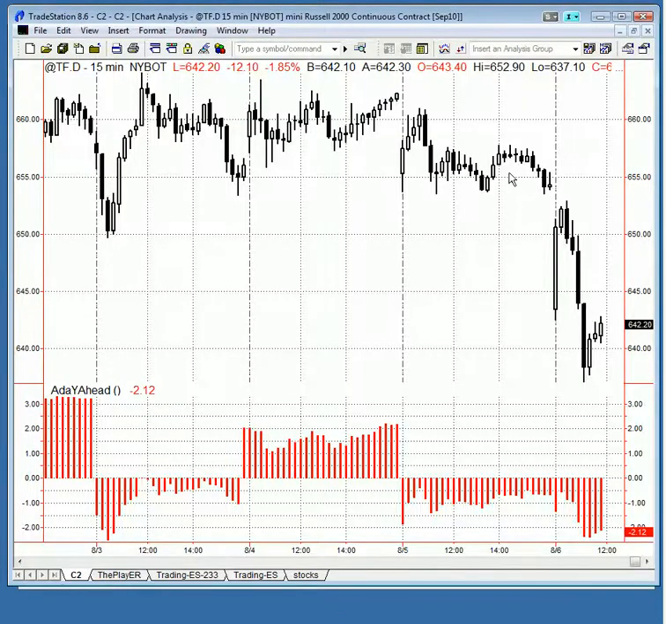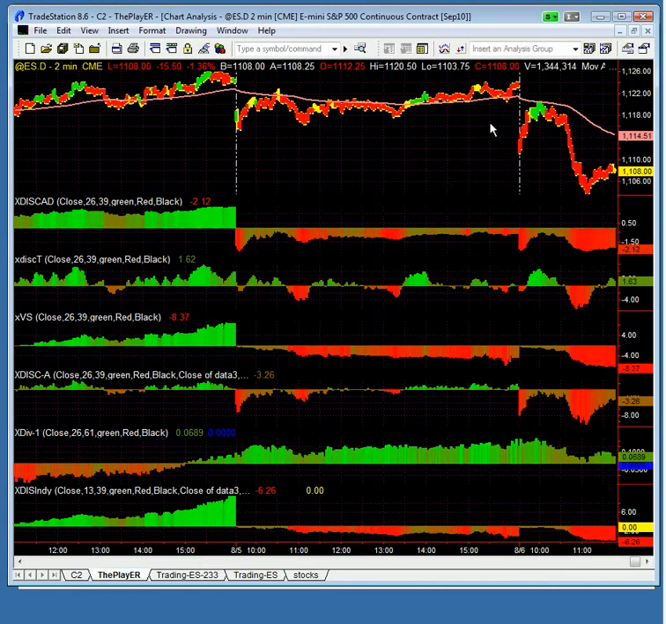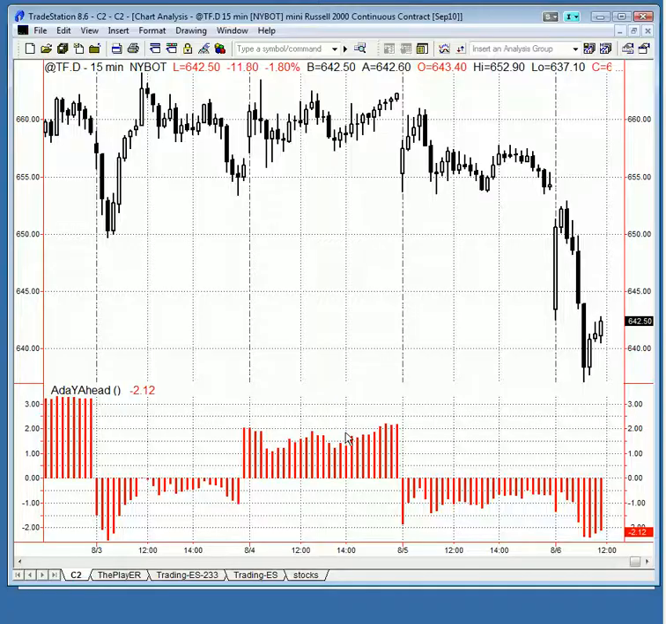Look at the Russell underperforming yesterday. The Russell 2000 TF really underperformed, finishing at the low of the session, whereas the ES was actually near the high of the session. So definitely the Russell was the precursor to the indications. But what was going on? Well, you just really have to look at the day ahead indicator. Certainly this is bearish below zero, bullish above zero.